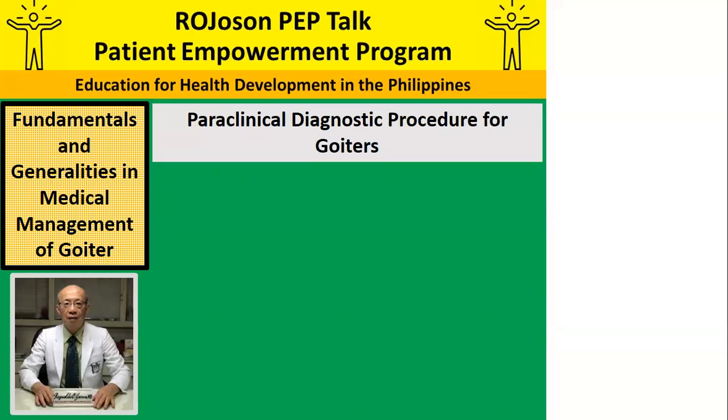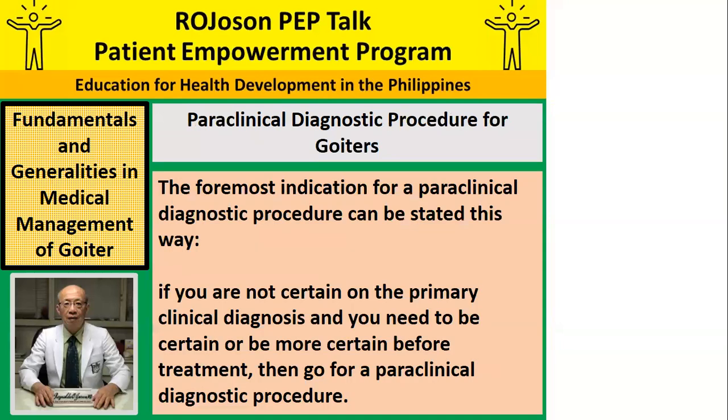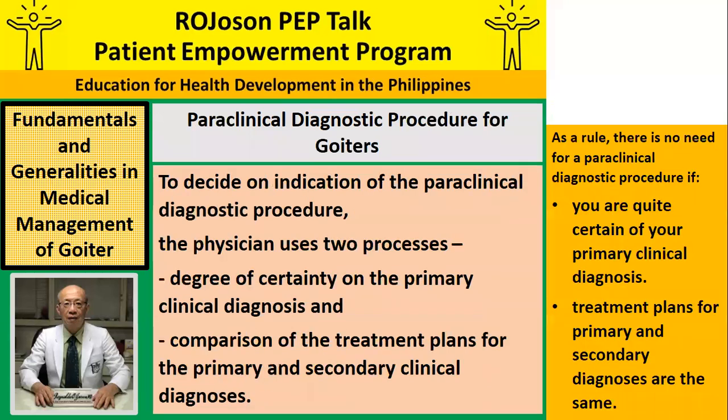Let's now go to paraclinical diagnostic procedures for goiters. The foremost indication for a paraclinical diagnostic procedure can be stated this way. If you are not certain of the primary clinical diagnosis and you need to be certain or be more certain before treatment, then go for a paraclinical diagnostic procedure.